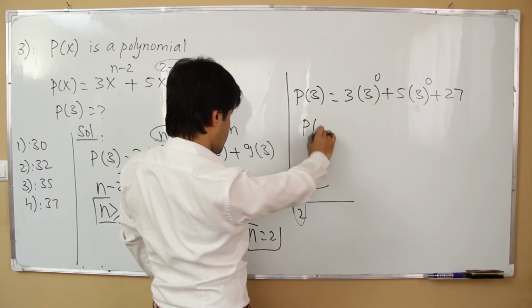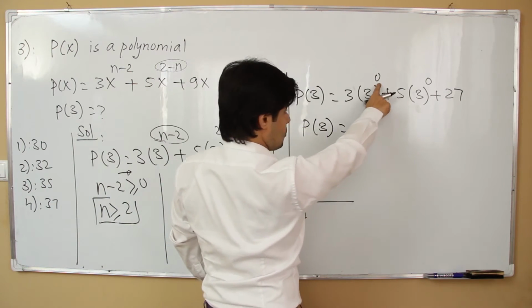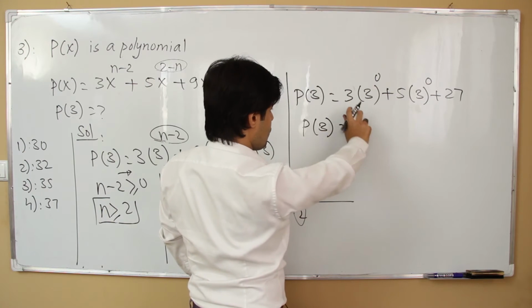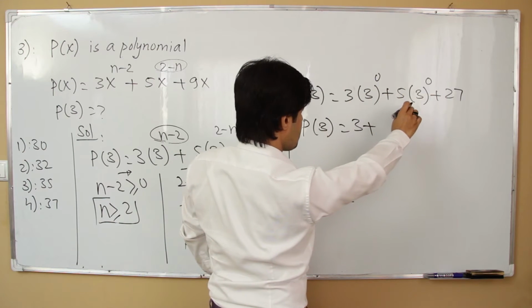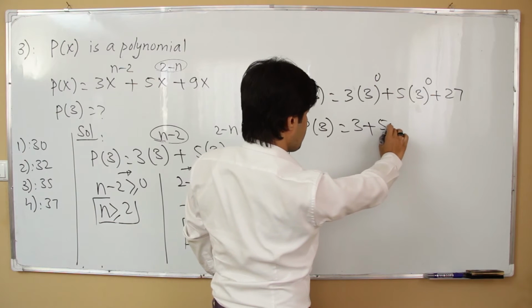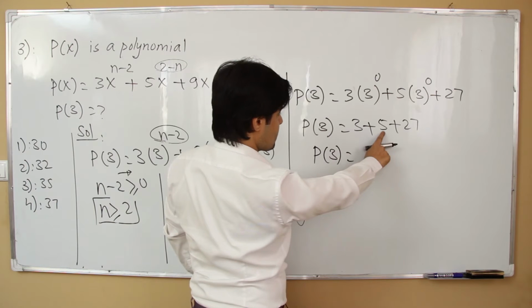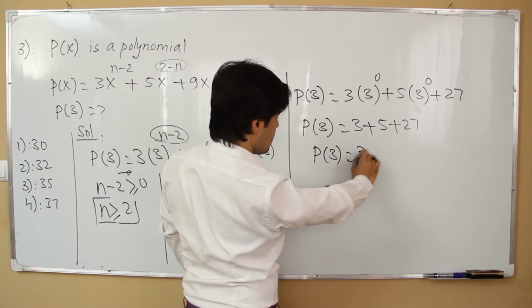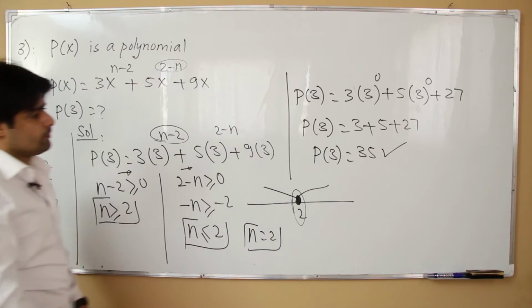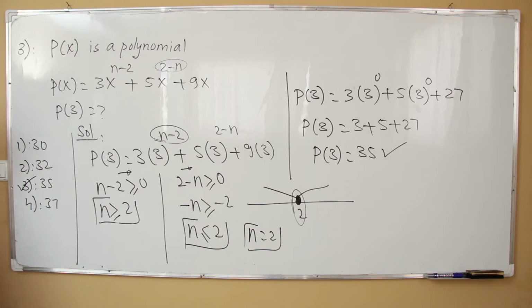So P(3) is 3 to the power 0, it's 1. 1 times 3, 3. 3 to the power 0, 1. 1 times 5, 5, plus 27. So P(3) is 3 plus 5, 8. 8 with 27, 35. Number 3. Write it, please.